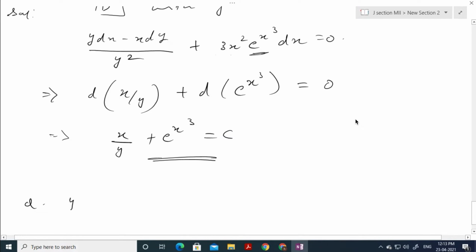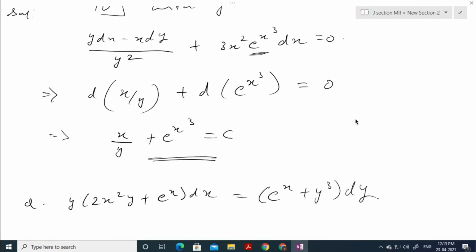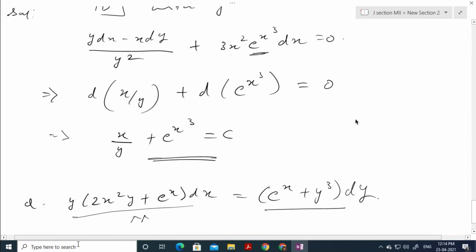Suppose you have y of 2x square y plus e to the power x dx is equal to e to the power x plus y cube dy. Okay, is this exact? Is it or not? What is m? This whole thing is m. With the minus sign, you will have your n. When you differentiate m with respect to y, what are you going to get?